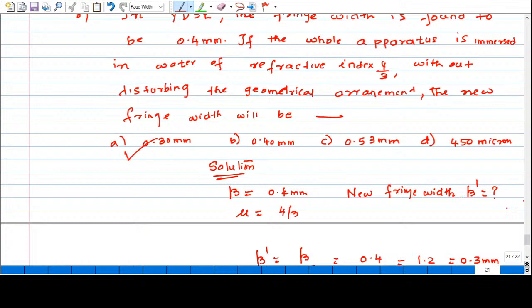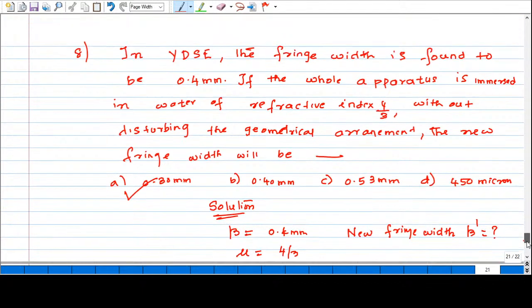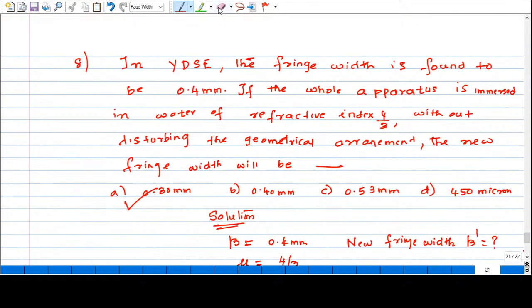It's a very, very important sum. So you can take down one more sum for practice. Instead of 0.4, you can take it as 0.32 and the same 4 by 3, and comment the answer in the channel. The options: the last option is 0.24 mm, the next one is 2.4 mm. You can take this one.